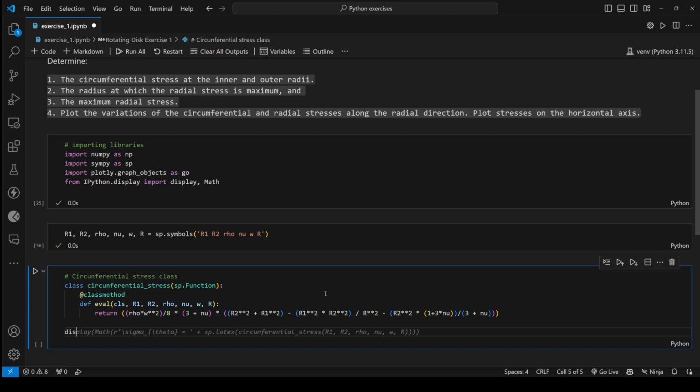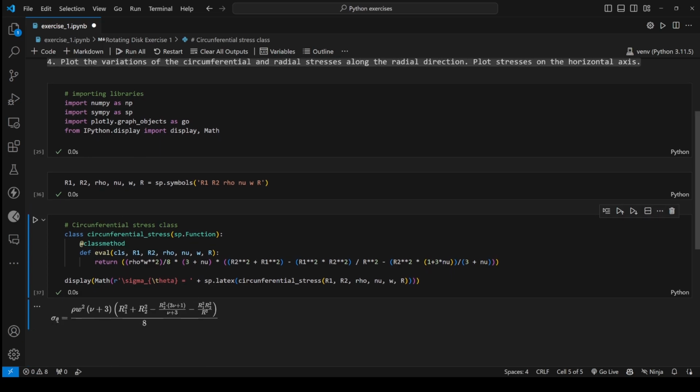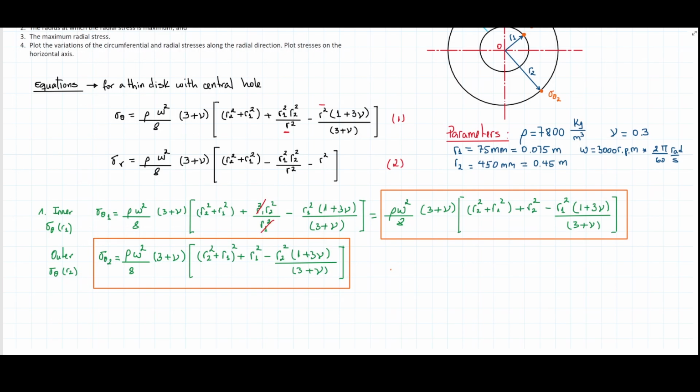I need to use these utilities, display math. Look at this, it understands all of this. Let me see if it works. Yeah, there it is. So I have that the circumferential stress equals the density times the square of the angular velocity divided by 8, and then these two terms added. This seems to be quite okay if I compare to my notes here, this general equation. That is awesome. Yeah, it looks like we have a match there.